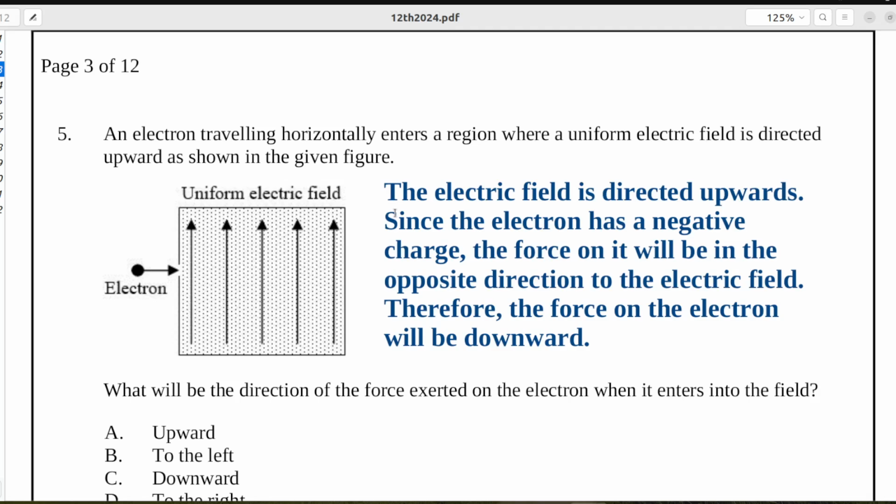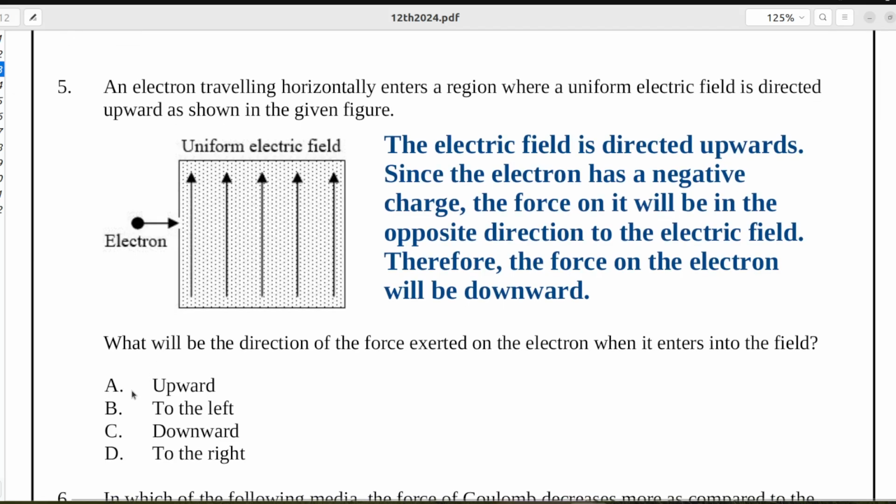Number 5. An electron traveling horizontally enters a region where a uniform electric field is directed upward as shown in the given diagram. What will be the direction of force exerted on the electron when it enters into the field? We have option A, upward; option B, to the left; option C, downward; option D, to the right. Let's see which option is correct.